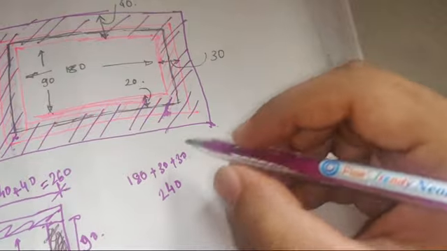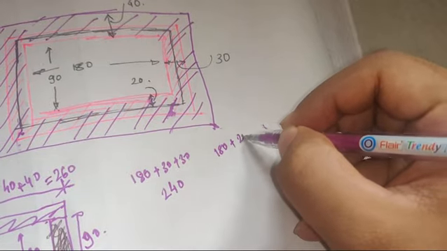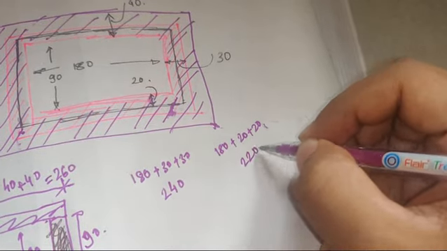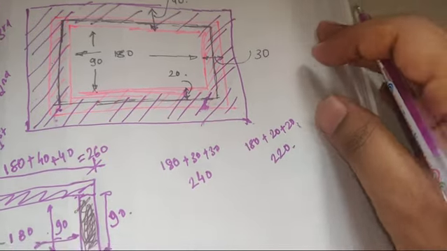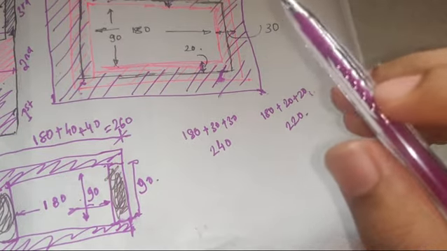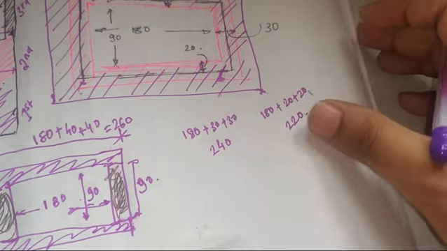Then for the 20 centimeter it will be what? 180 plus 20 plus 20. So this will be 220. And what will be the short wall for all the cases? It will be 90 centimeters, right? Because we are considering the horizontal lengths.